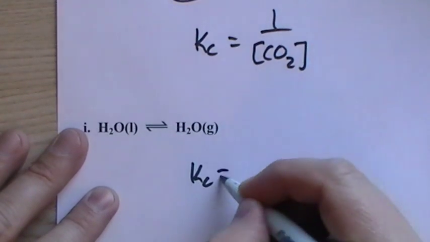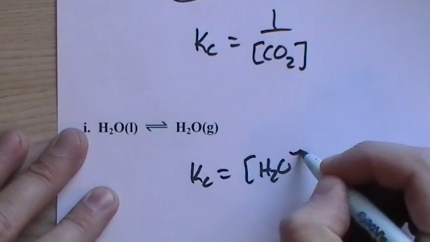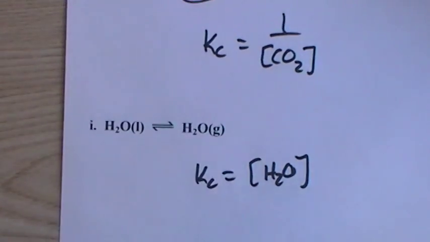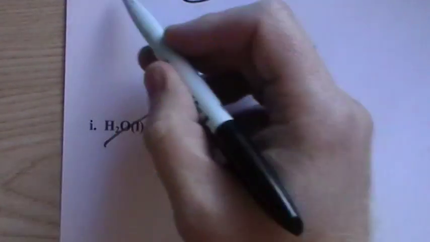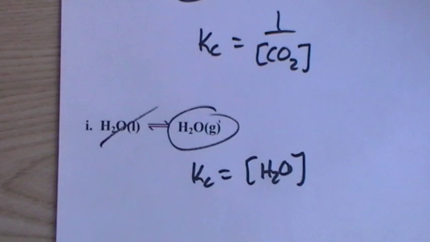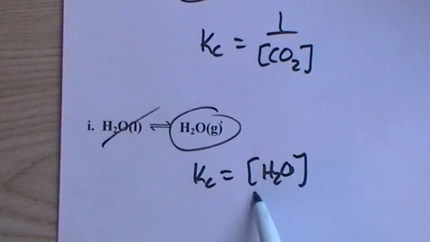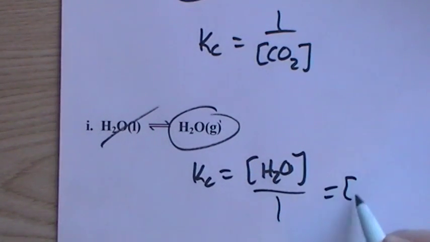And then Kc here, just the gas. This liquid is left off. So we don't have water over water. It's water vapor over nothing. It's over 1. I mean, I guess you could do that, but it's just like so.